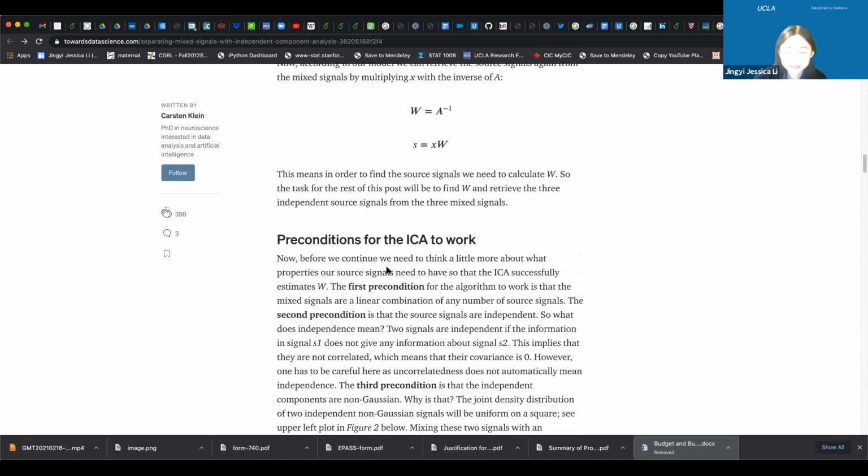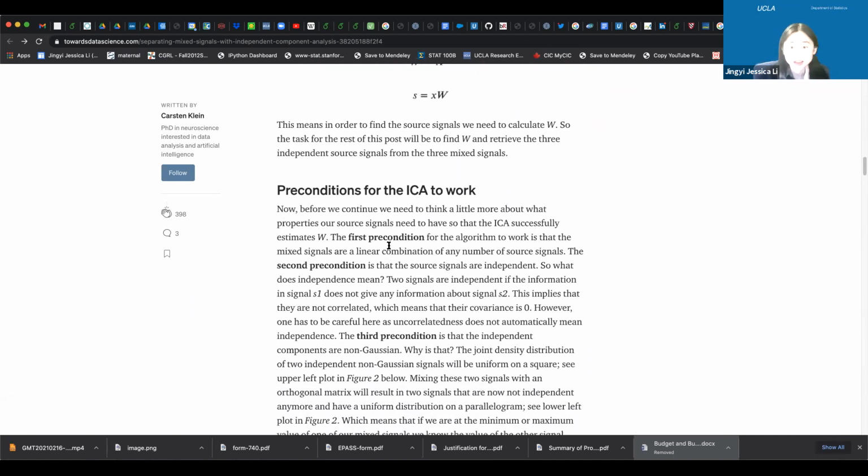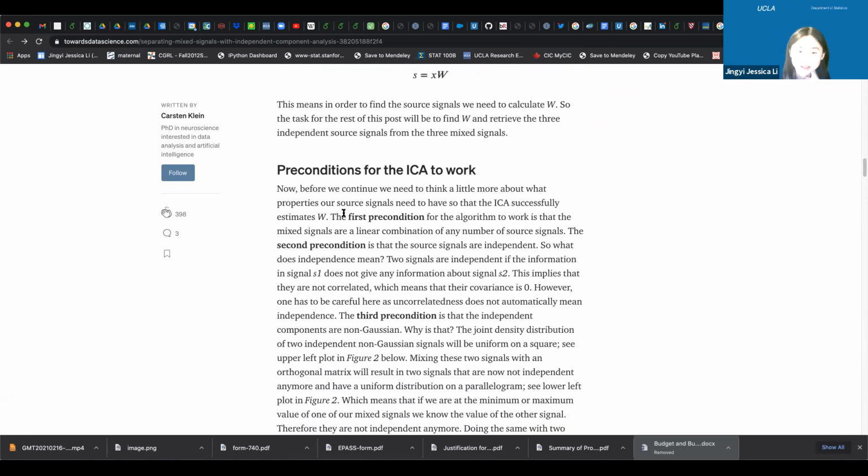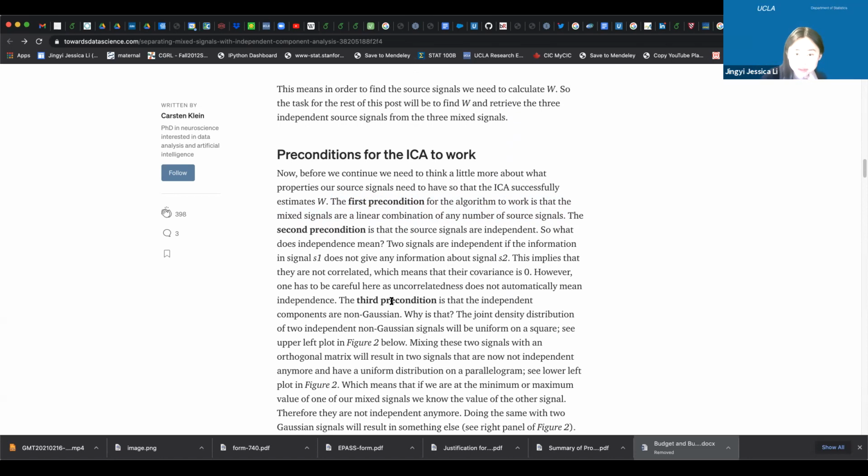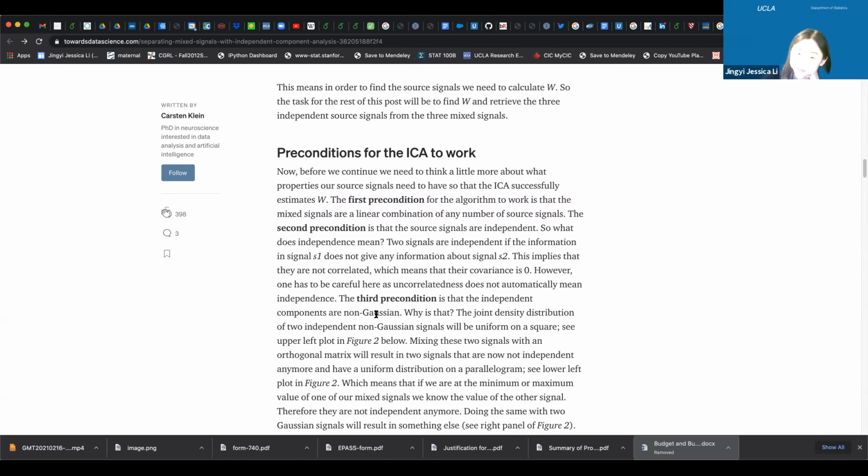There are some conditions required for ICA, so maybe we can go through them one by one. The first precondition is that the mixed signals are linear combinations of any number of source signals. That's what we said, linear dimension reduction, linear combination. The second precondition is that the sources are independent. That's the assumption we have for the algorithm. The third precondition is that independent components are non-Gaussian. Each source signal must be non-Gaussian.